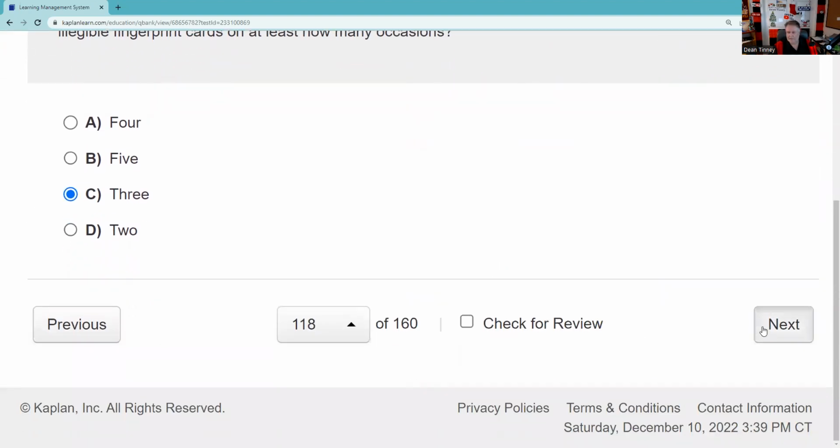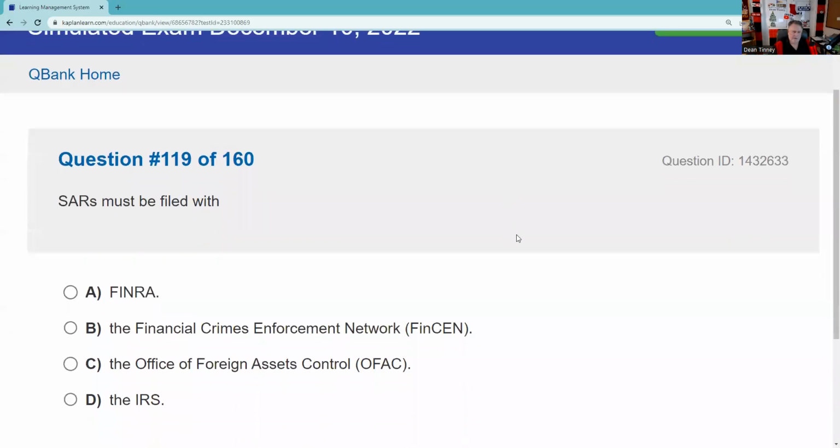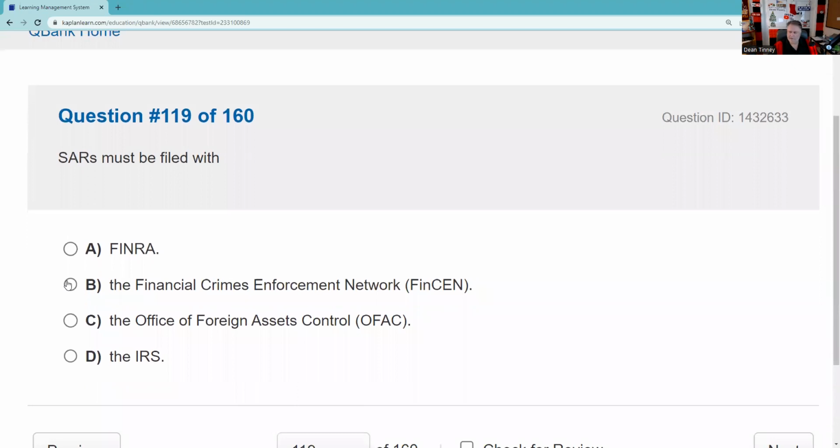Question 119. Suspicious activity reports must be filed with. You should definitely have a general understanding of anti-money laundering. And so there's going to be FinCEN, and we do that within 30 days. This is where you should understand red flags: commercially illogical activity and the origin and source of funds would be red flags. They're not worried about the economic consequences of their trading.